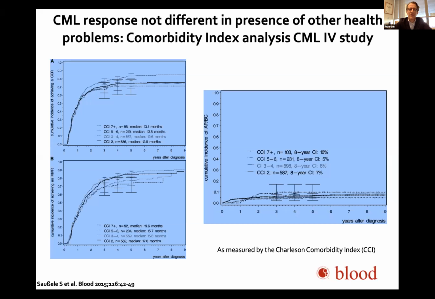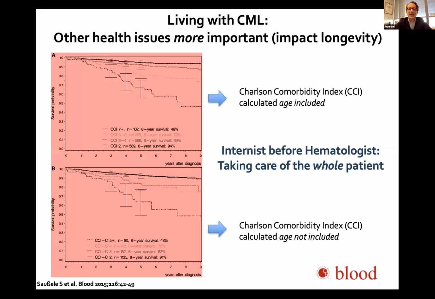We focus a fair bit, based on our population with heavy comorbidities in the cardiovascular and cardiopulmonary space, on the fact that the patient's comorbidity index is very important. And while response isn't different for patients with different comorbidities, we see that their comorbidity index can really have a strong impact on their survival. So in turn, what we're saying with this data, and this is from Susanne Saussele from the German CML study group, is that a patient's other health issues can actually become more important, assuming they're doing well with their CML.